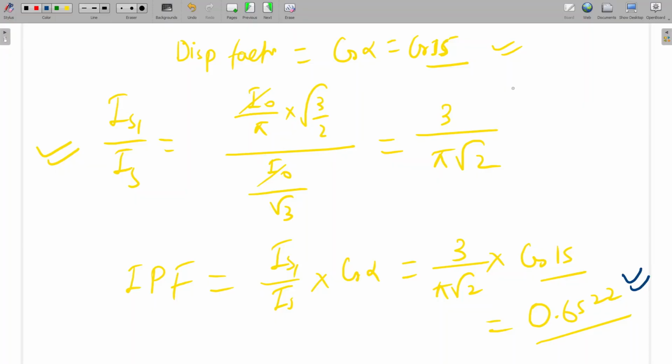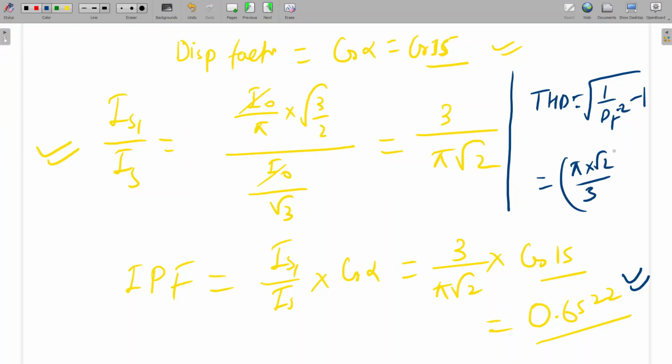THD also we can calculate. So THD is 1 by distortion factor whole square, minus 1. This mistake I have done. THD will be 1 by distortion factor whole square minus 1. So pi into root 2 by 3 whole square minus 1. This will be the THD. Can anyone calculate this value? I'm also calculating.